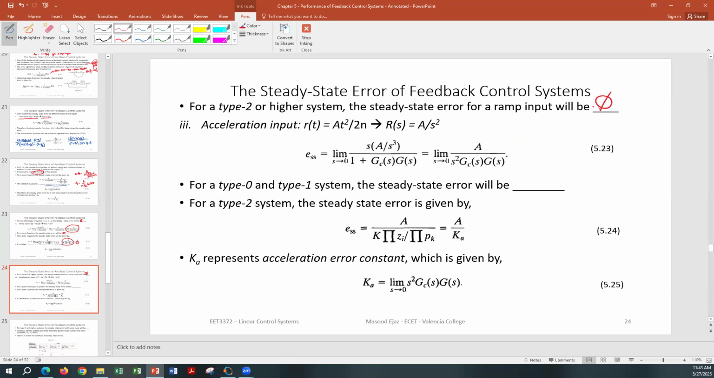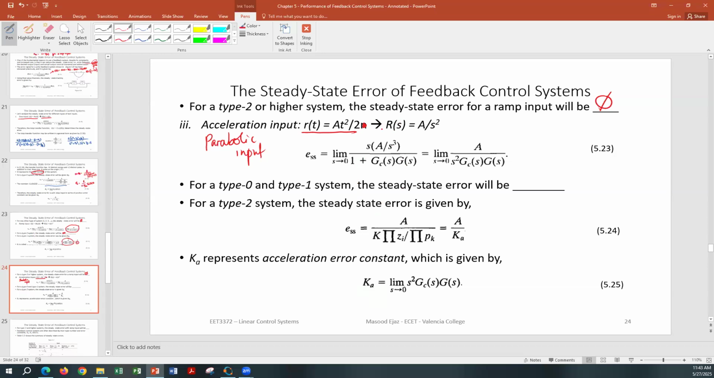And the final and last input is a parabolic input, or acceleration input. Your input is A t squared over 2, and your Laplace transform of that is going to be A over s squared. And once again, we calculate the steady state error for a type 0, type 1, type 2 system.